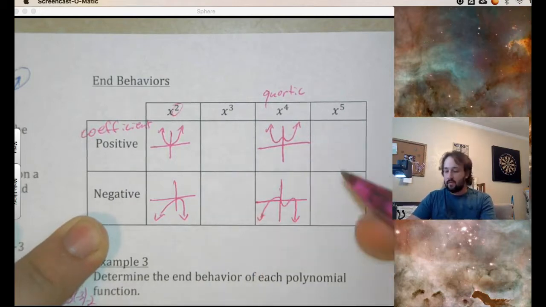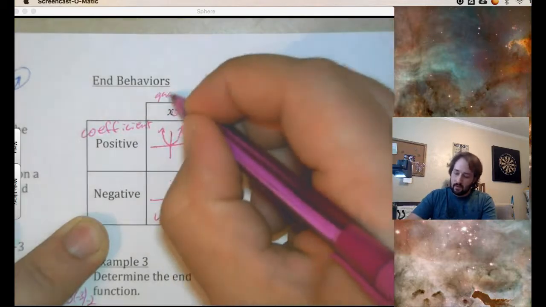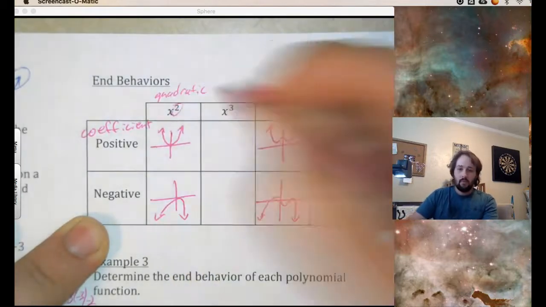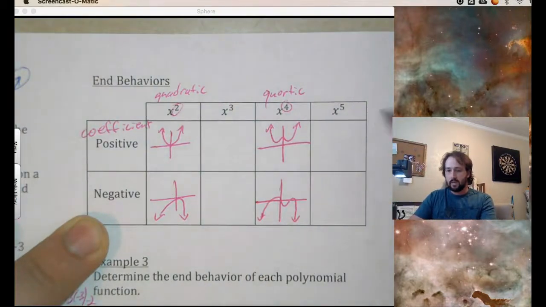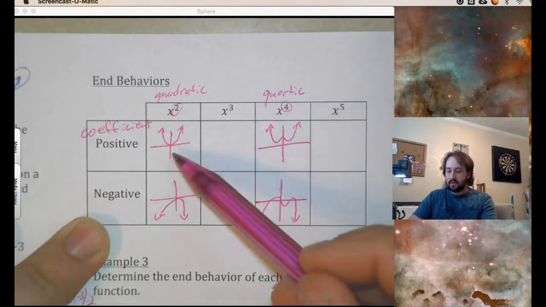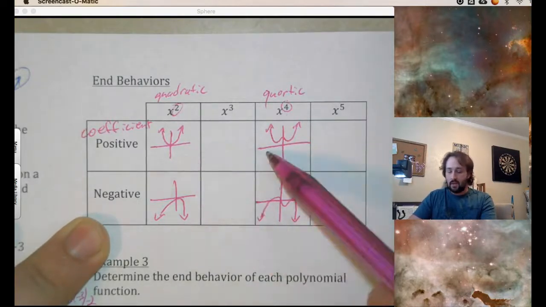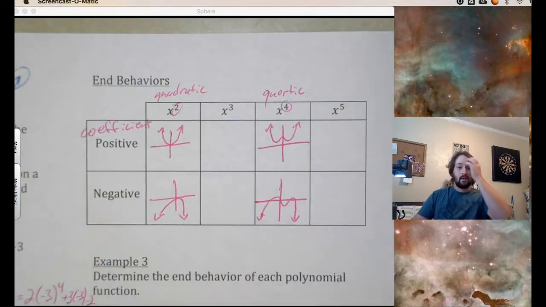So as long as we have an even number exponent, right, this was our quadratic. You've seen that one before, we know that one. Quadratic, quartic, the next one, I don't remember what it's called, but it would be like x to the 6th. If it's positive, it's going up in both directions. If it's negative, it's going down in both directions. So the left-hand side and the right-hand side would both be going down.